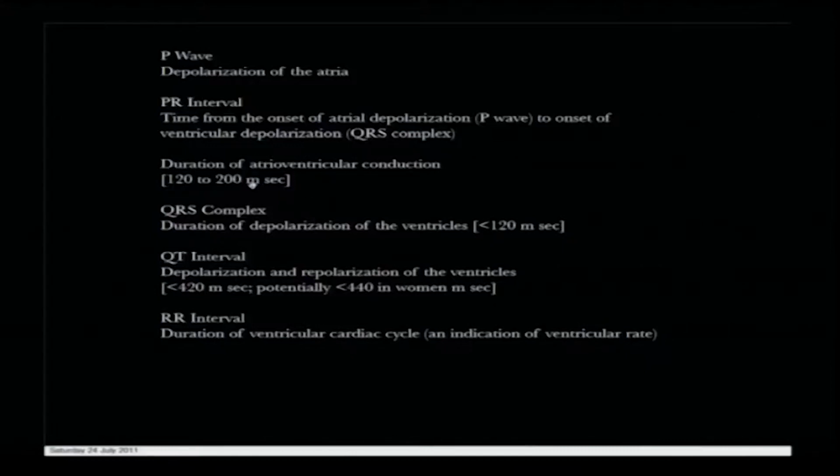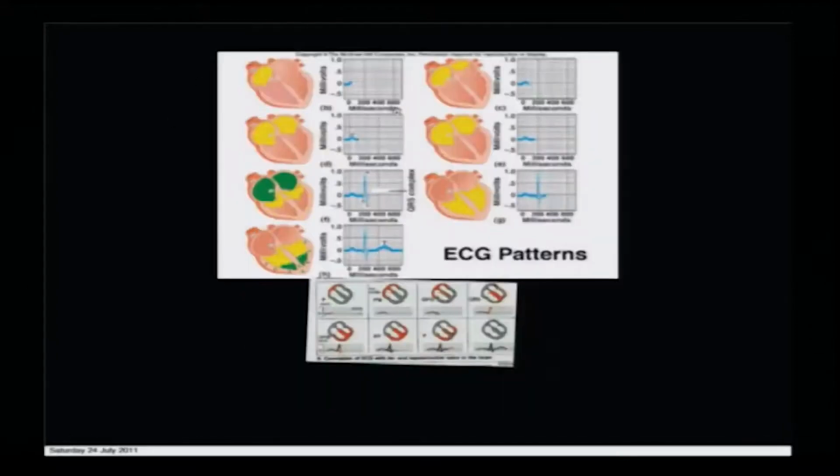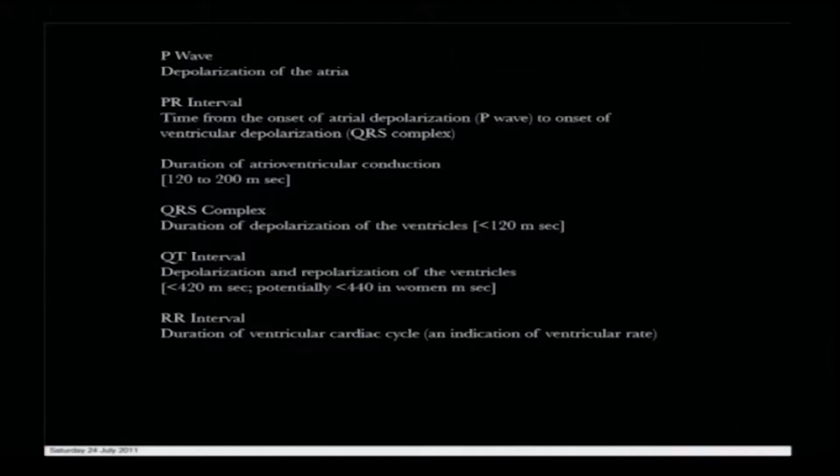Now comes the QRS complex. The duration of the depolarization of the ventricles, or the lower chambers, is less than 120 milliseconds. This is where the QRS complex is. If you go back, see, this is the QRS complex out here. Ventricular depolarization is taking place. Look at this very carefully. Okay. Coming back to the ventricular depolarization, this is where the ventricular depolarization takes place.